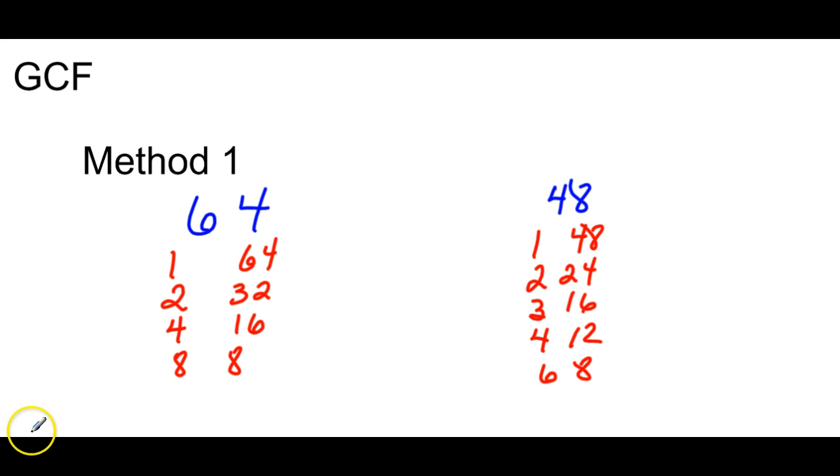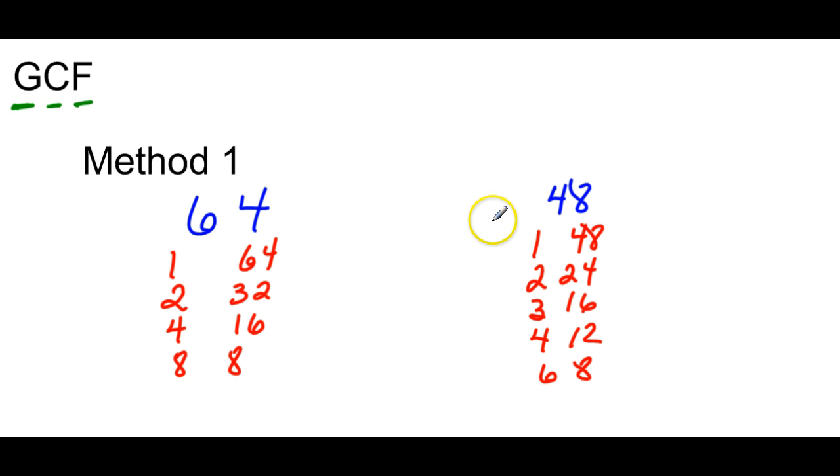To find the greatest common factor, you are looking for the largest number that will divide evenly into both of them. I'm going to show you two methods. The first method is to list the factors of each one of these. Now, we already did this with 48. Okay, so with 64, we need to list those factors. Once you've listed the factors, you're looking for the greatest common factor.